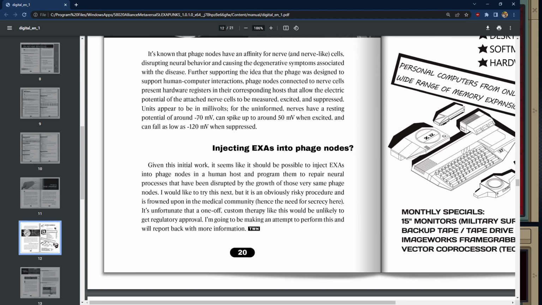Huh. Injecting exas into phage nodes? Given this initial work, it seems like it should be possible to inject exas into phage nodes in a human host and program them to repair neural processes that have been disrupted by the growth of those very same phage nodes. I'd like to try this next, but it's obviously a risky procedure and is frowned upon in the medical community, hence the need for secrecy here. It's unfortunate that a one-off custom therapy like this would be unlikely to get regulatory approval. I'm going to be making an attempt to perform this, and will report back with more information.